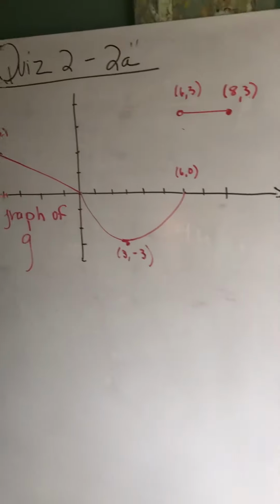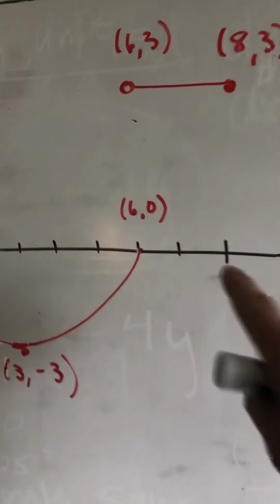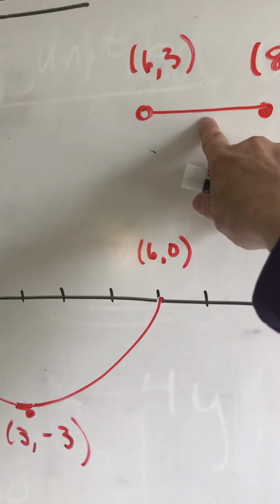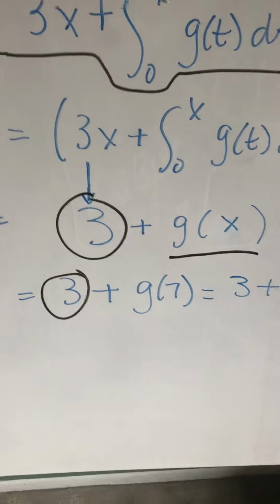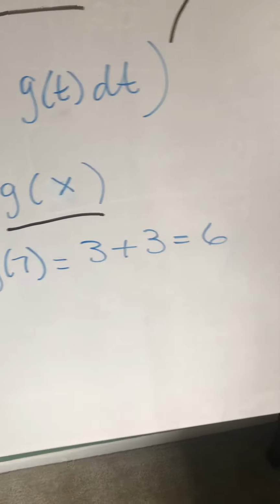Well, here's the graph of g right here. Let's go to where x is 7. Right there, and when we go up we can see the function has a value of 3, so g of 7 is equal to 3. So now we have 3 plus 3 is 6.